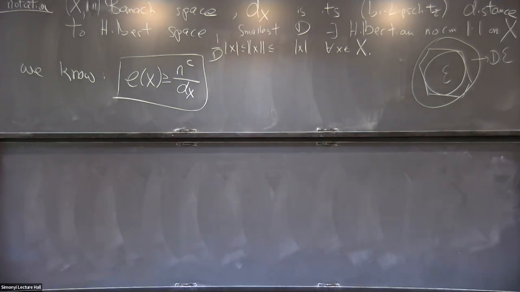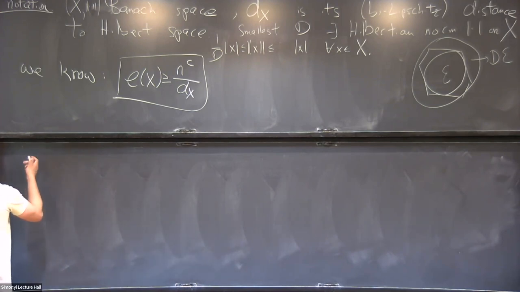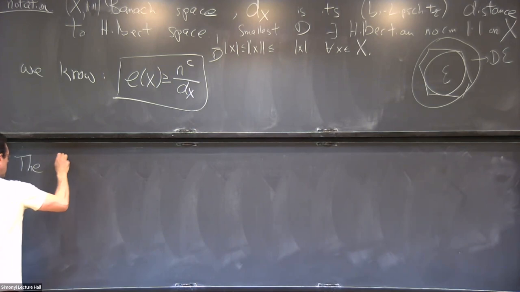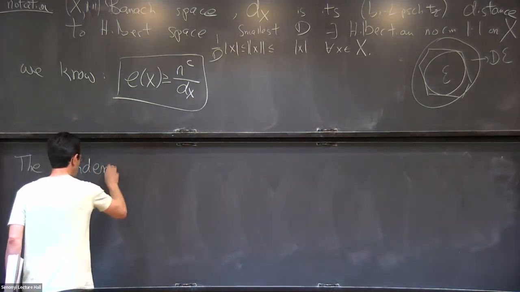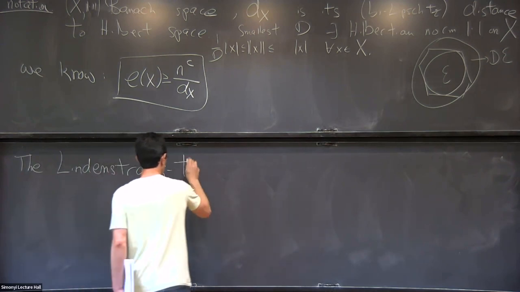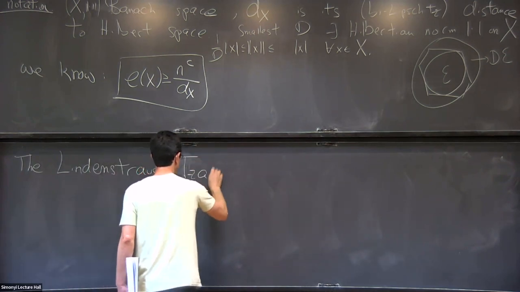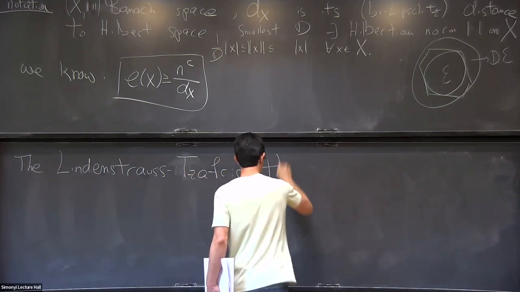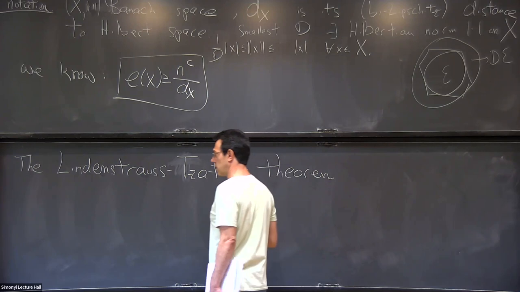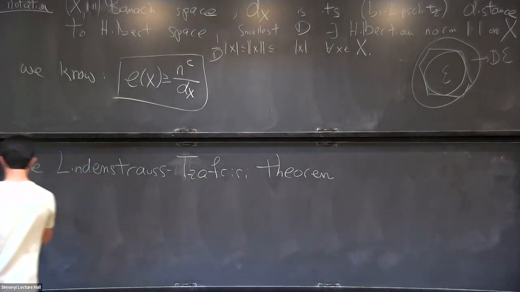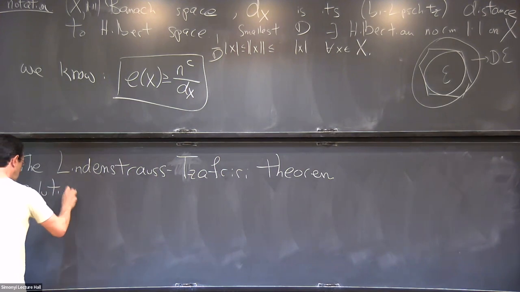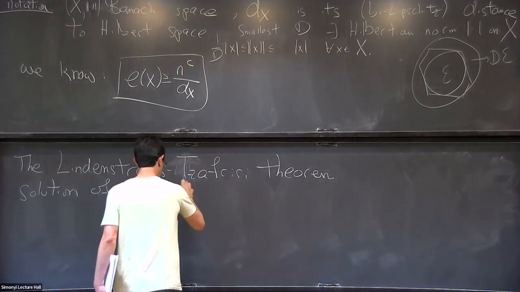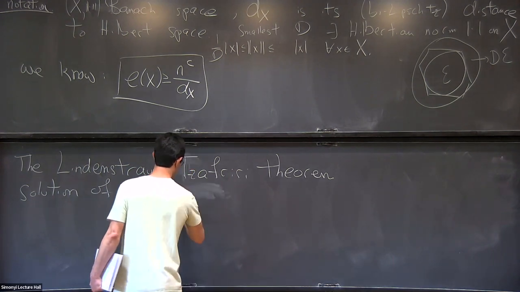Okay, so now comes something which is a huge result from the 70s. And it's amazing that what I'm going to say now has great open questions associated to it. I don't know if this is called the Lindenstrauss-Tzafriri theorem, from 1971, also known as the solution of the invariant subspace problem. Not invariant, the complemented subspace problem.